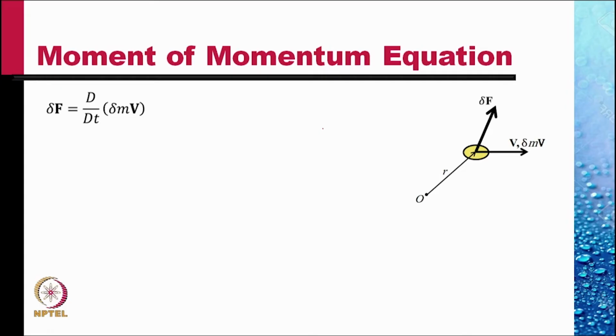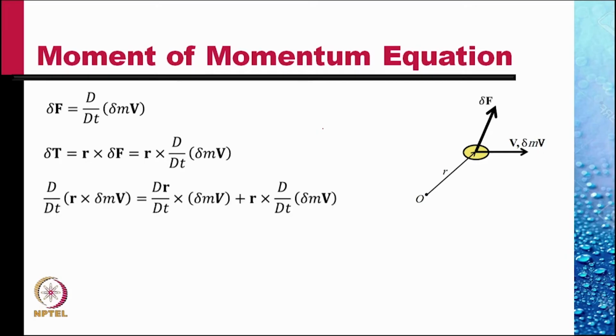of momentum delta m v with time, d by dt of delta m v. Let's take the torque of the force by cross multiplying vectorially r at the left. So this gives you delta torque, delta T vector, as r cross delta F. And that would be r cross d by dt of delta m v.